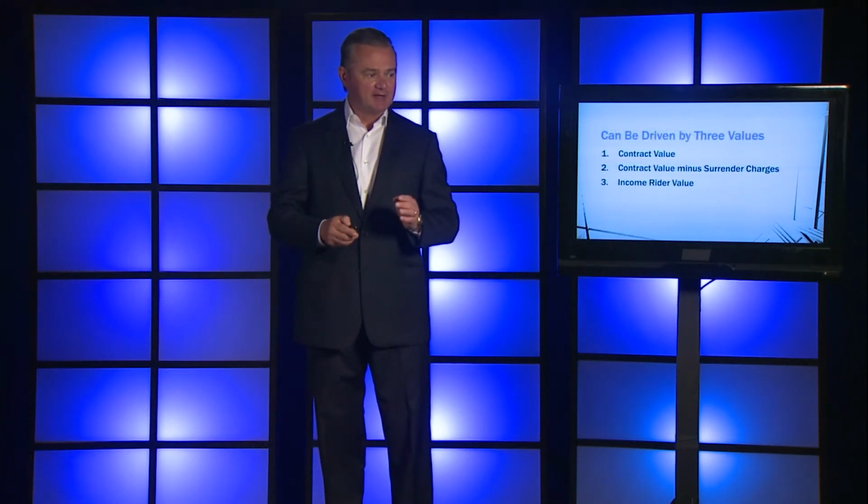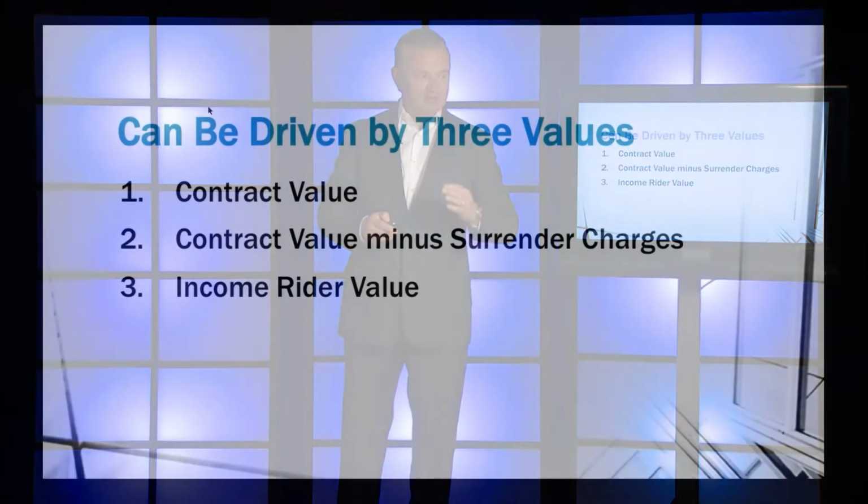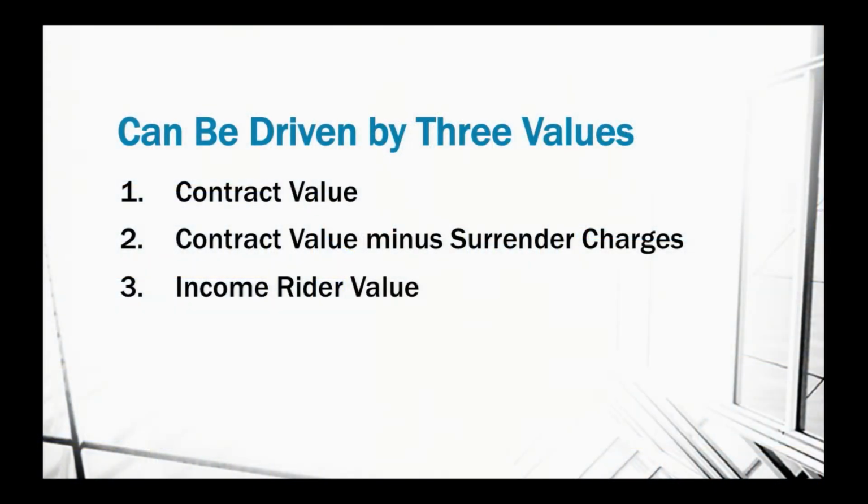Now let's talk a little bit about the three contract values. I told you this would be a little confusing. There's the contract value, which is the actual value of the contract. There's the contract value minus surrender charges, which if you were to take the money out, they would deduct the surrender charges. That's what you'd get. And then there's the income rider value. I include that in there, not that every contract has an income rider.